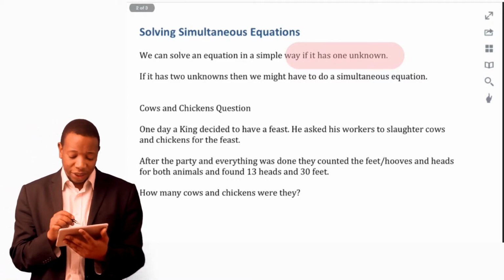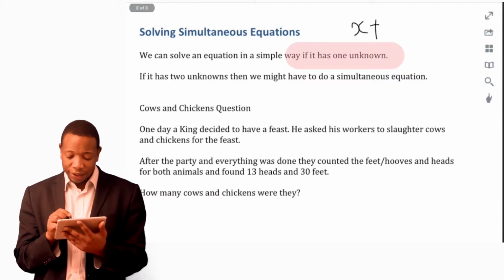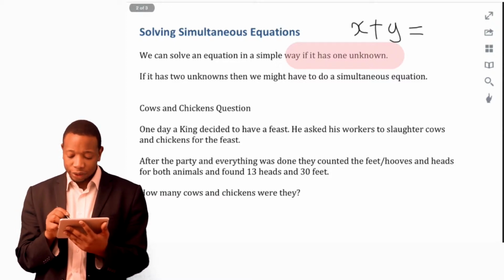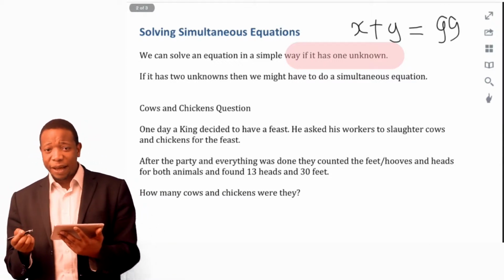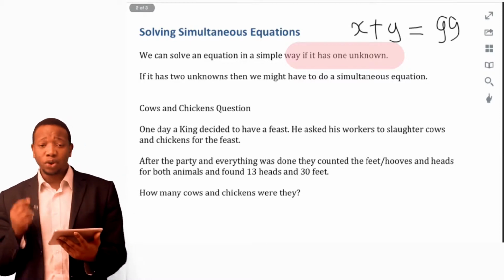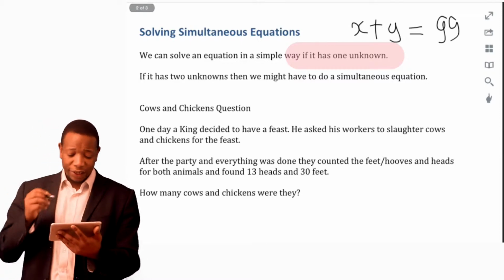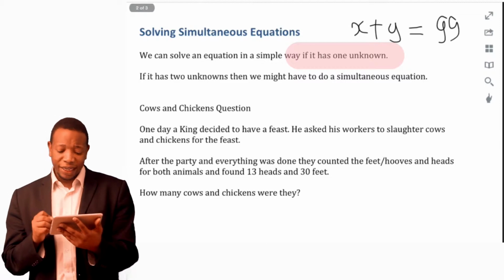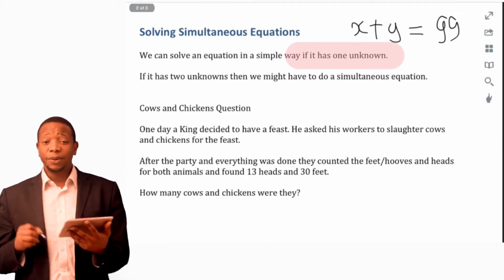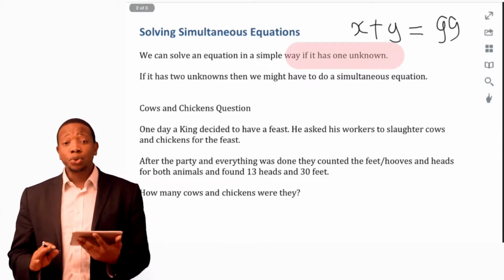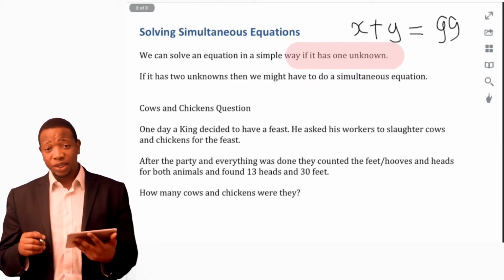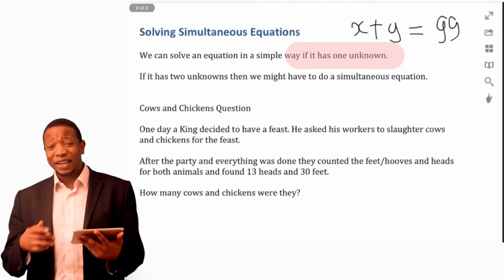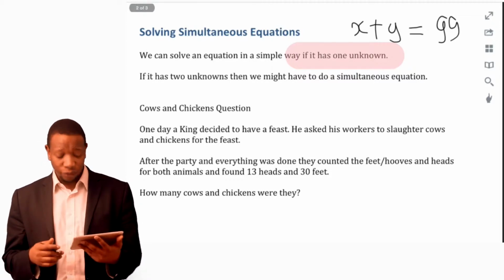So you could have an equation that looks like x plus y equals 99. Then that becomes a bit difficult to solve because we've got two unknowns. So if you have two unknowns, we might have to do it using a simultaneous equation. I just want to explore these two: solving an equation with one unknown, and solving a simultaneous equation where you have two unknowns, normally x and y, and then you have to solve for them.